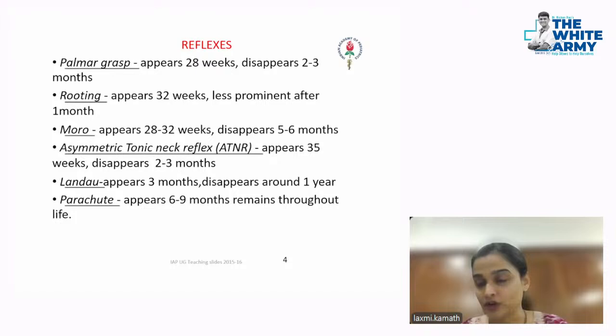Before going further into the domains of development, you should know about reflexes. Like I told already, the neonatal reflexes are the primitive reflexes. These should be lost to gain new milestones.